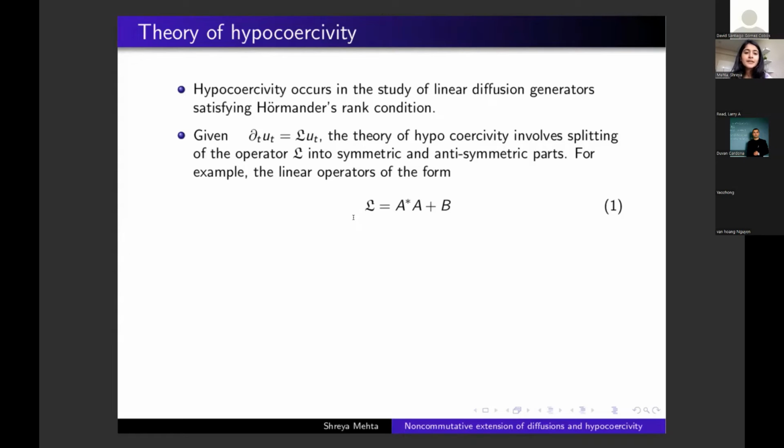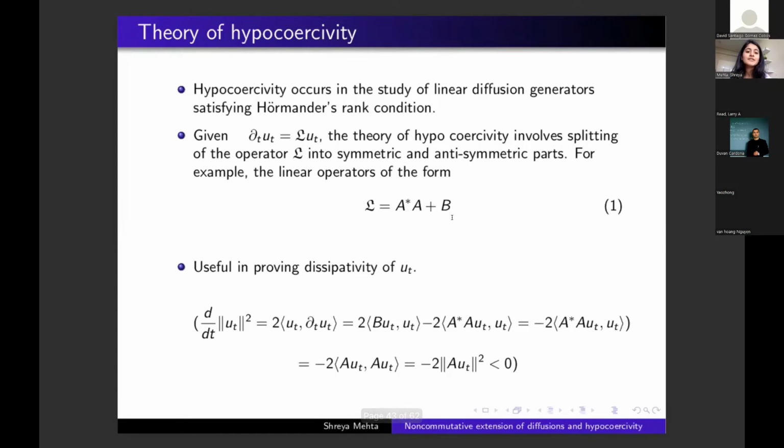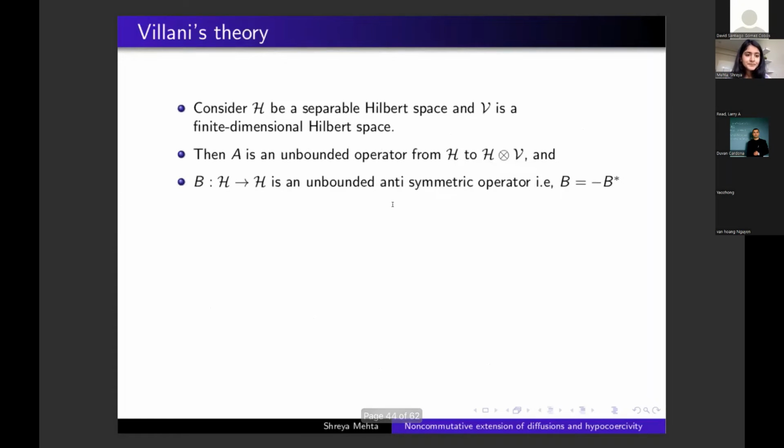So we can write the generator L as L = A*A + B, where A*A is always going to be symmetric and B is considered to be an antisymmetric operator, which means that B* is equal to minus B. So this hypercoercivity, the easiest application of this is improving the dissipativity for u_t in this evolution equation, where we can just use the splitting of this operator into the symmetric and antisymmetric part.